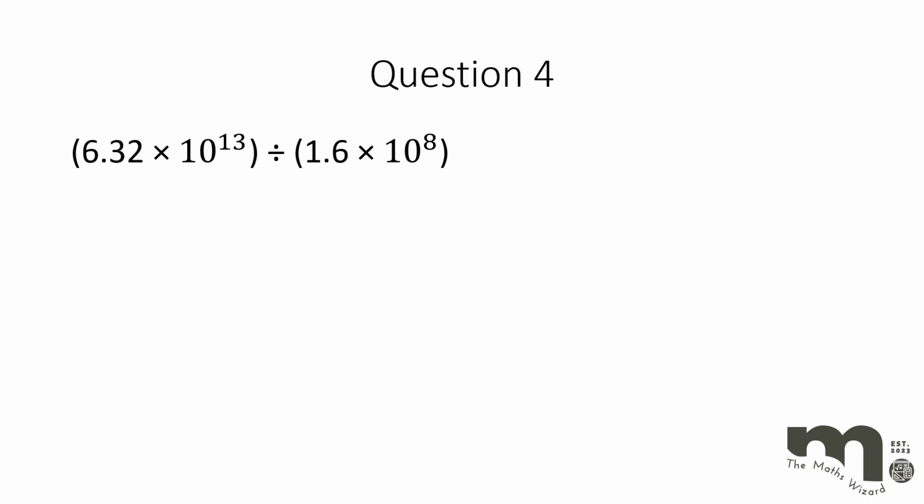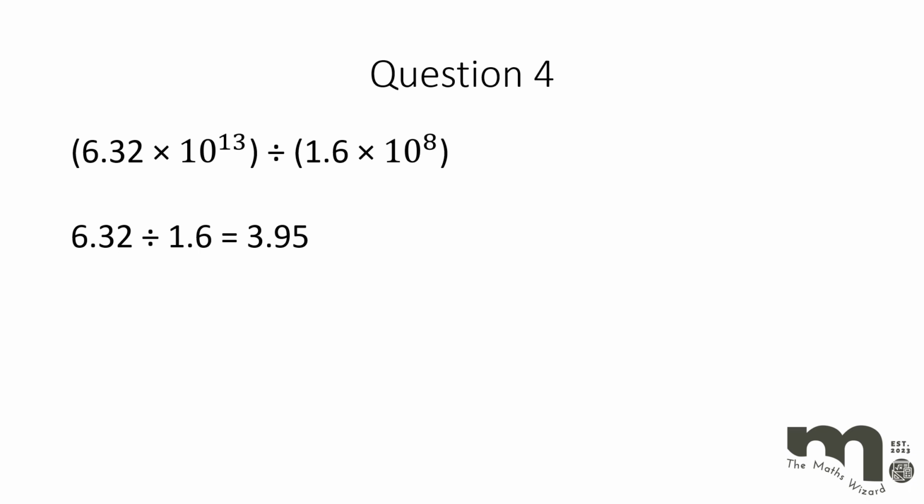So next example then, we're going to do a division this time. So pause your video, have a go, and then I'll talk you through it. Okay, so here we go for this one. In a very similar way to the way that we tackled the multiplication, we've just got to deal with the numbers first, the number part of the standard form, so we just divide them. So 6.32 divided by 1.6 will give you 3.95.